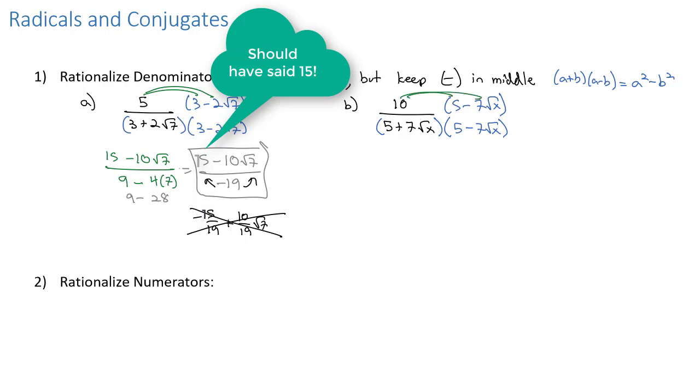Distributing through on the numerator, then, is going to give us 50 minus 70 root x. In the denominator, we're going to square the first term to get 25. Keep the subtract in the middle. 7 squared is 49. And the square root of x times the square root of x leaves just x. And because we can't do any factoring or reducing here, that's going to be our final solution.